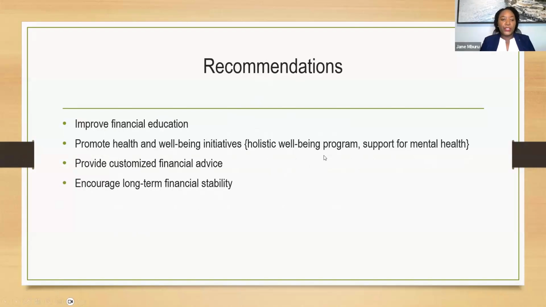For future recommendations, I think this is just a starting point for us to have conversations about our financial decisions, but it's also important that we improve financial education throughout all sectors, and especially in schools. We can also promote health and well-being initiatives, not only physical health but also mental health, because as you have seen, health does have an impact on one's financial well-being.